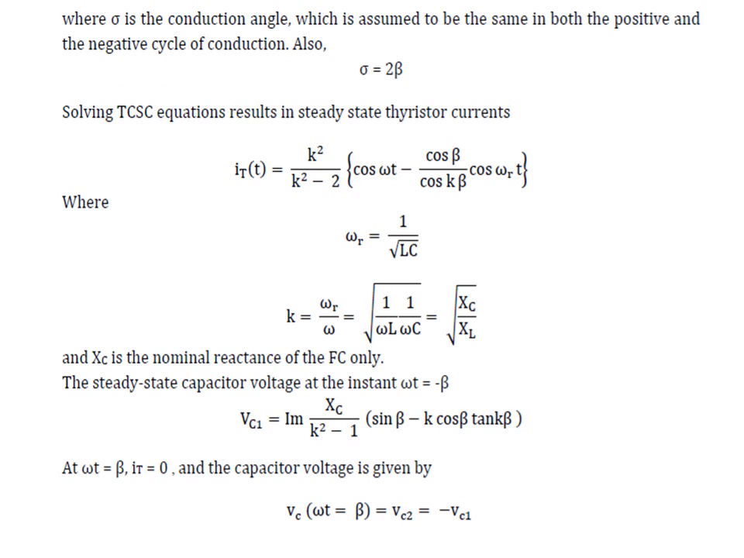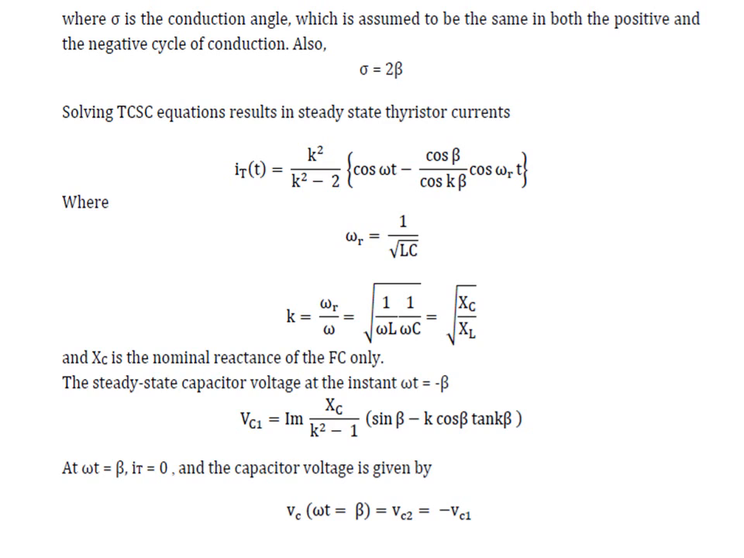Sigma is the conduction angle, which is assumed to be the same in both the positive and negative cycles of conduction. Also, it is given by sigma is equal to 2 beta, where beta is the advance angle, that is, the angle before which the conducting voltage becomes zero. Solving the TCSC equations results in the steady state thyristor current.